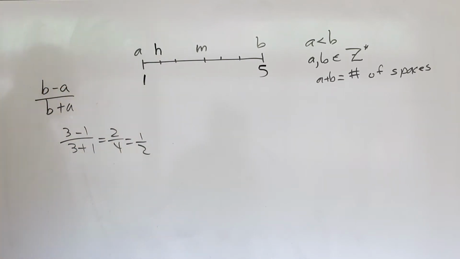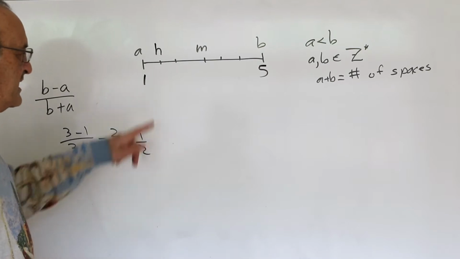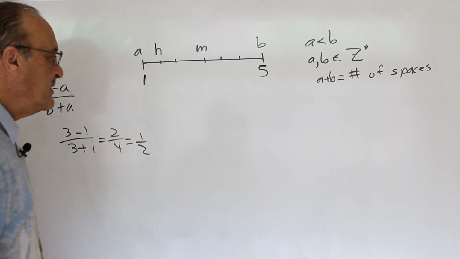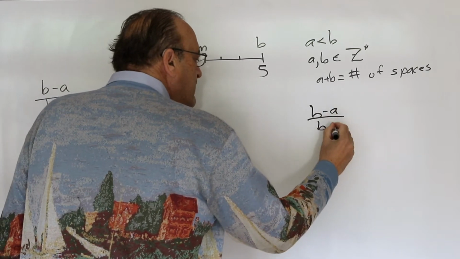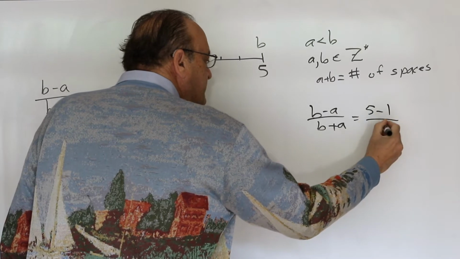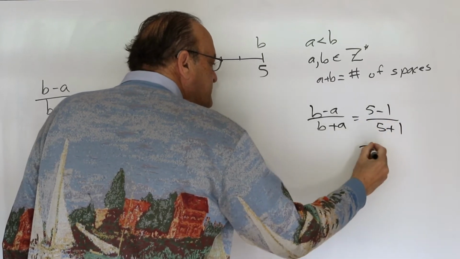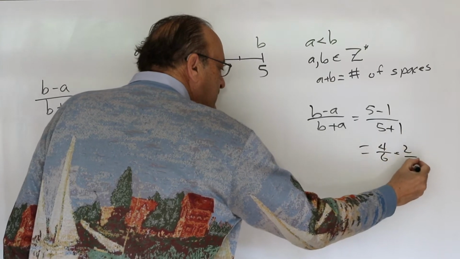Now again, we have to go b minus a over b plus a to get the length of the space. So b minus a over b plus a is equal to 5 minus 1 over 5 plus 1, which is equal to 4 over 6, which is equal to 2/3.